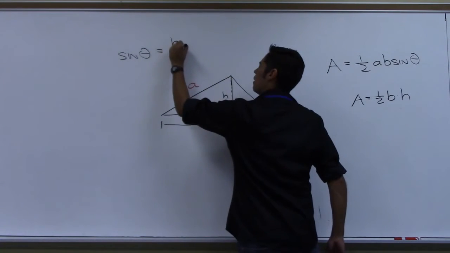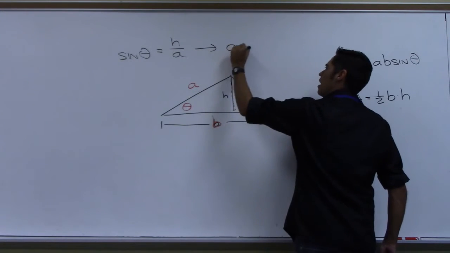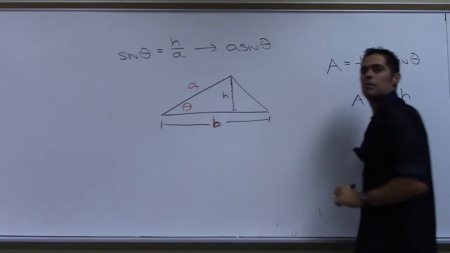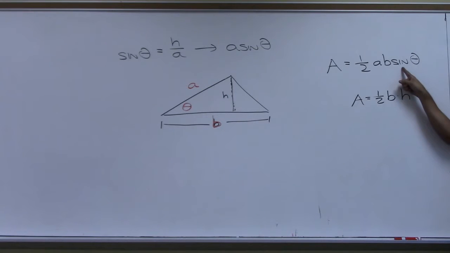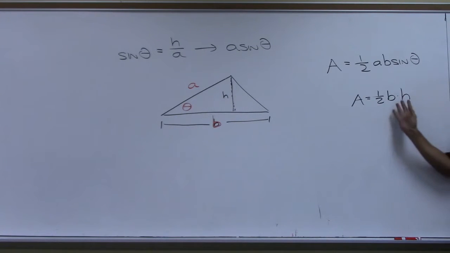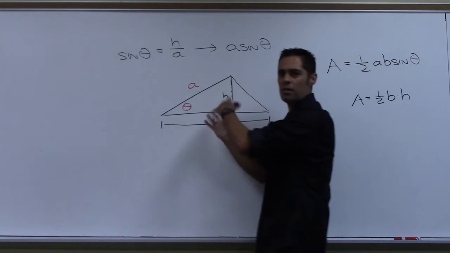H over A. Solve for H. A sine theta. Agreed? Rewrite this formula. Replace H with A sine theta. And what do you get? That formula, right? So all this is just an application of redrawing your triangle and coming up with the relationship.